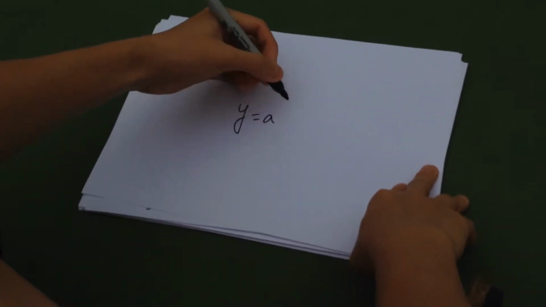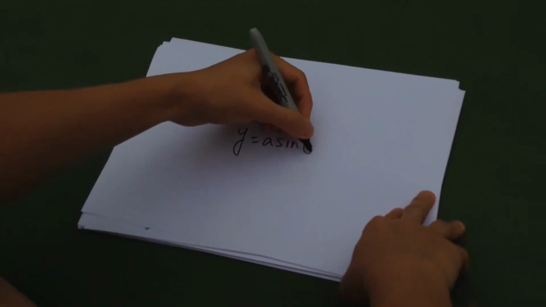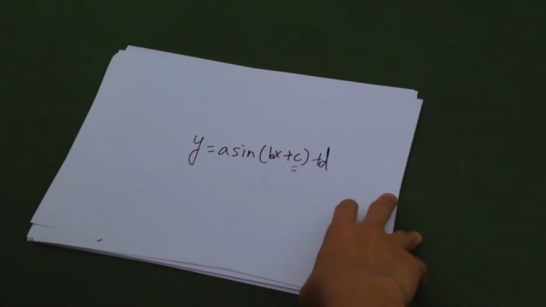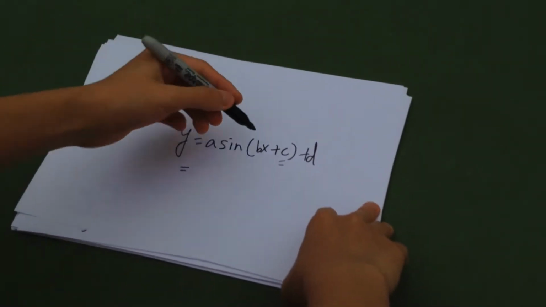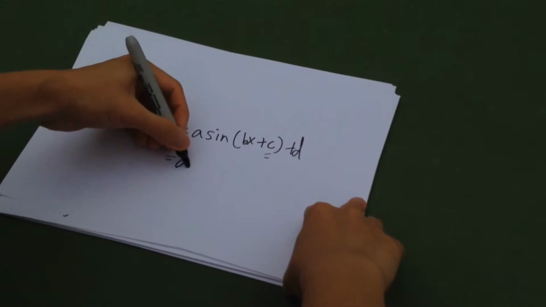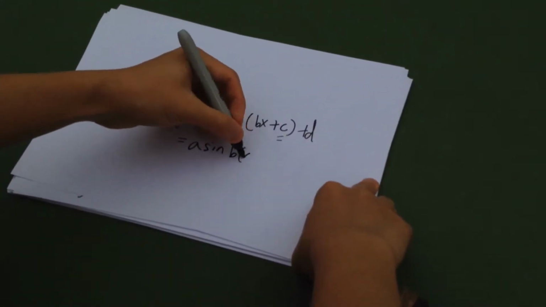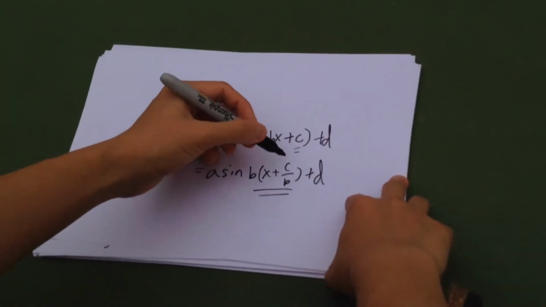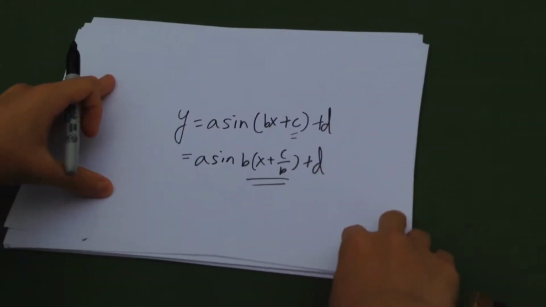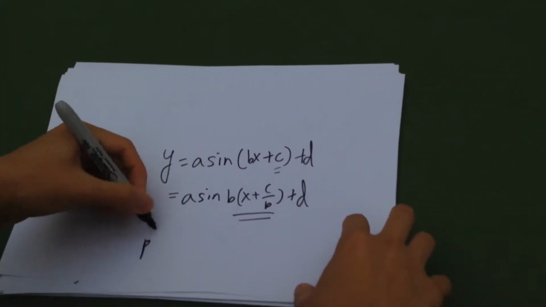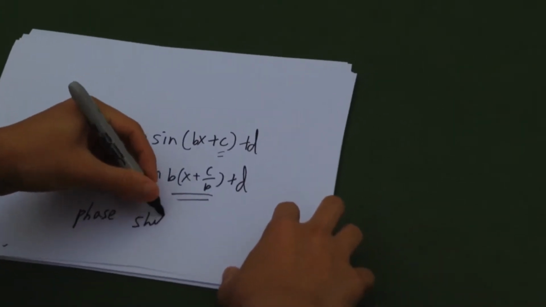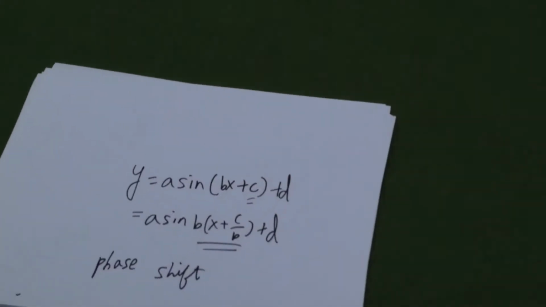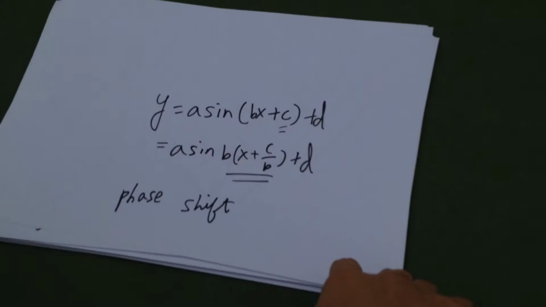Now, we're going back to y equals a sine bx plus c plus d. Now, c is a bit more complicated, so I'm going to extract the b from the parentheses. A sine b times x plus c over b, plus d. It should be a bit more clear here that c over b determines the phase shift. I think I'm starting to get it. Yeah, simply put, phase shift is the horizontal shift of the graph.